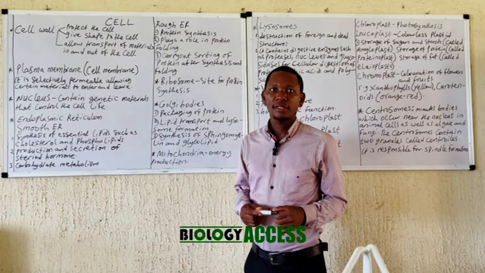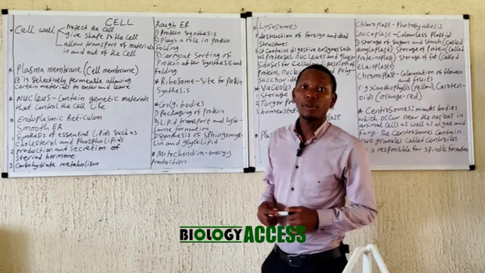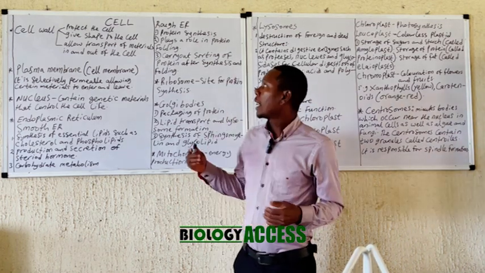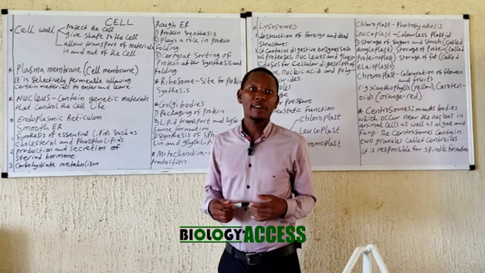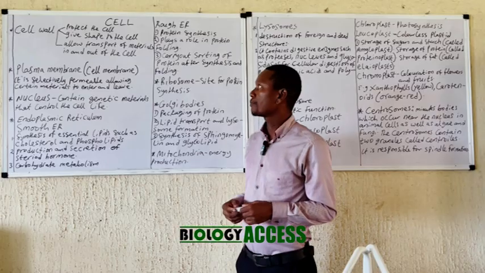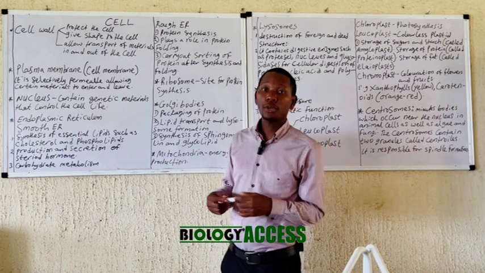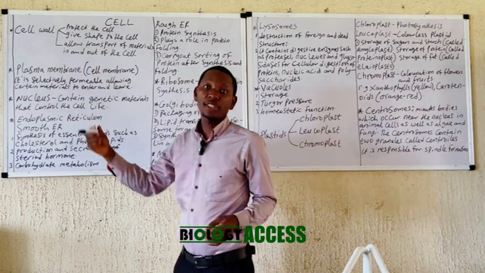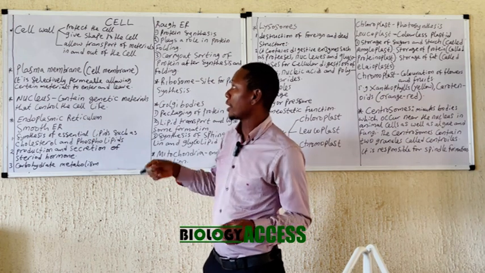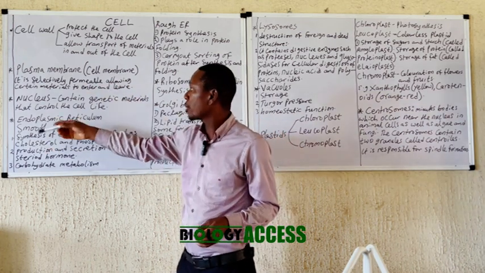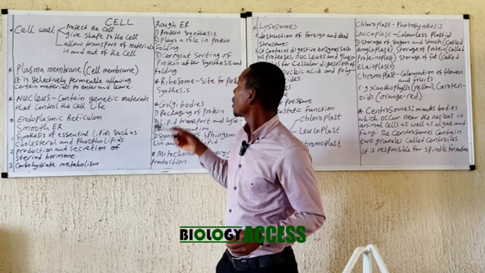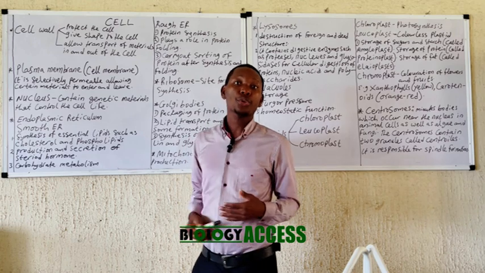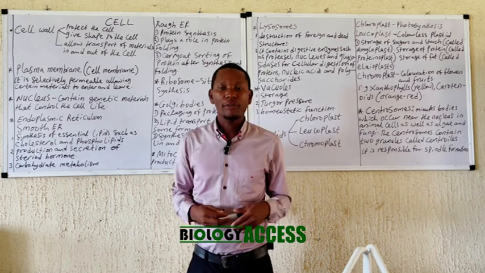Welcome to Biology Access. Today's class is a continuation of the various components of the cell, their structure as well as their function. Now we know that the various components of the cell include the cell wall, which is seen only in the plant cell, the plasma membrane, the nucleus, endoplasmic reticulum, the ribosome, mitochondria, and all that. So we'll take them one after the other. We'll look at the structure as well as their function.